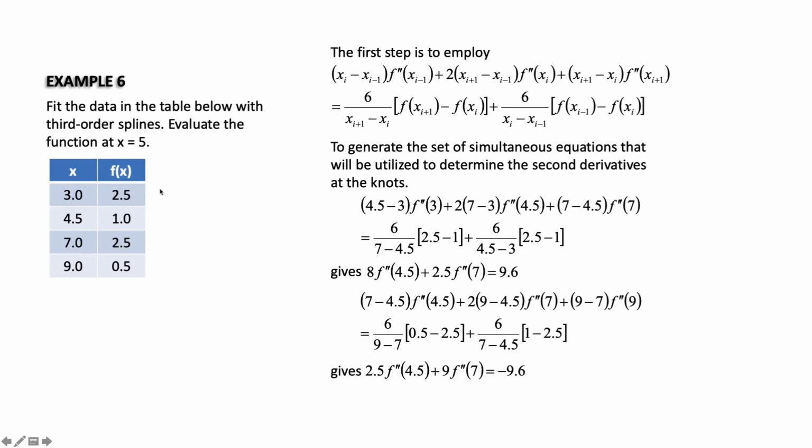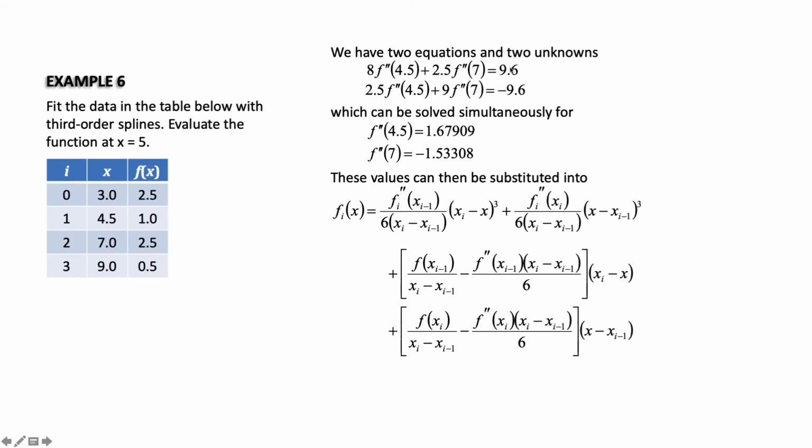We get 4.5 minus 3, f double prime of 3, plus 2 times 7 minus 3, f double prime of 4.5, plus 7 minus 4.5 times f double prime of 7, is equal to 6 over 7 minus 4.5 times 2.5 minus 1, plus 6 over 4.5 minus 3 times 2.5 minus 1. Okay, this gives us 8 times f double prime 4.5 plus 2.5 f double prime 7 equals 9.6. If we use this interval, we get this equation: 2.5 f double prime 4.5 plus 9 f double prime 7 equals negative 9.6.